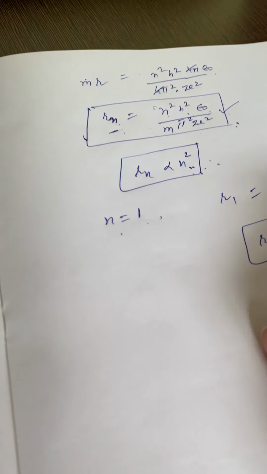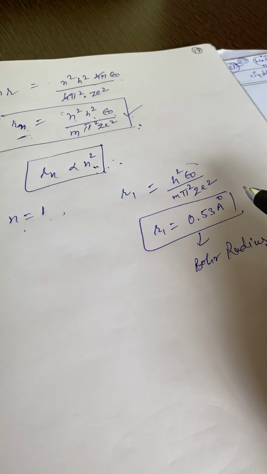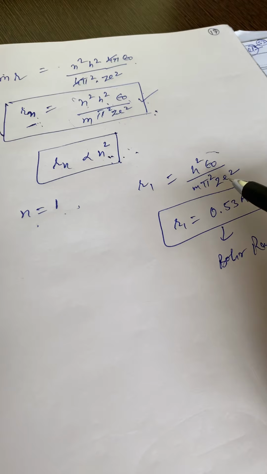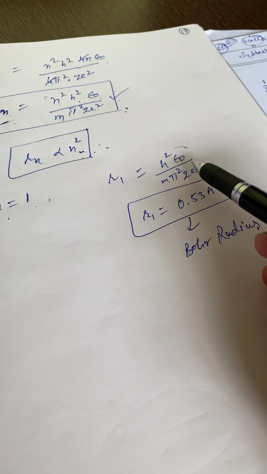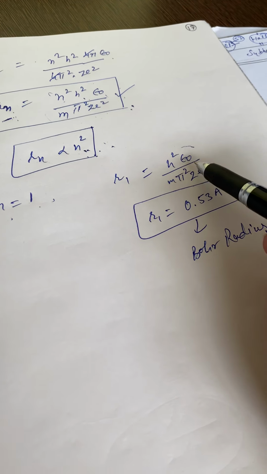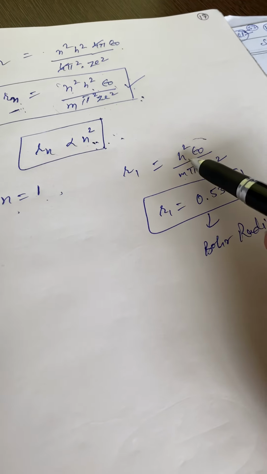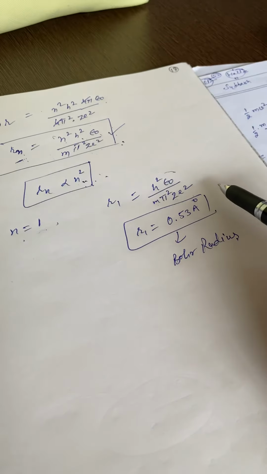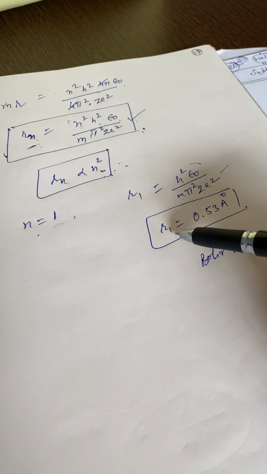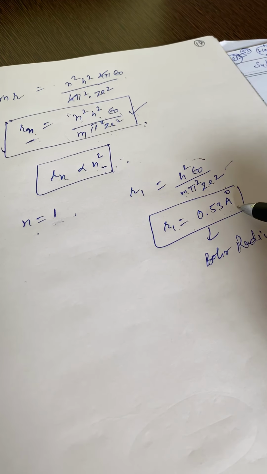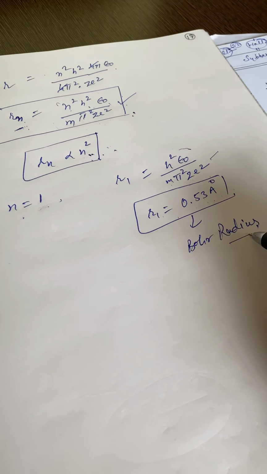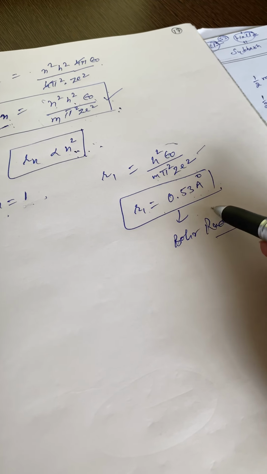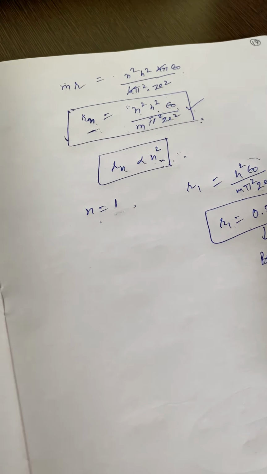For the calculation of the first Bohr radius for the hydrogen-like atom, for which Z will become equal to 1, and on putting these values, where n is equal to 1 for the first Bohr radius, and the remaining constant quantities, we will get R1 is equal to 0.53 angstrom. That is the Bohr radius, or we can say the value of the first Bohr orbit.